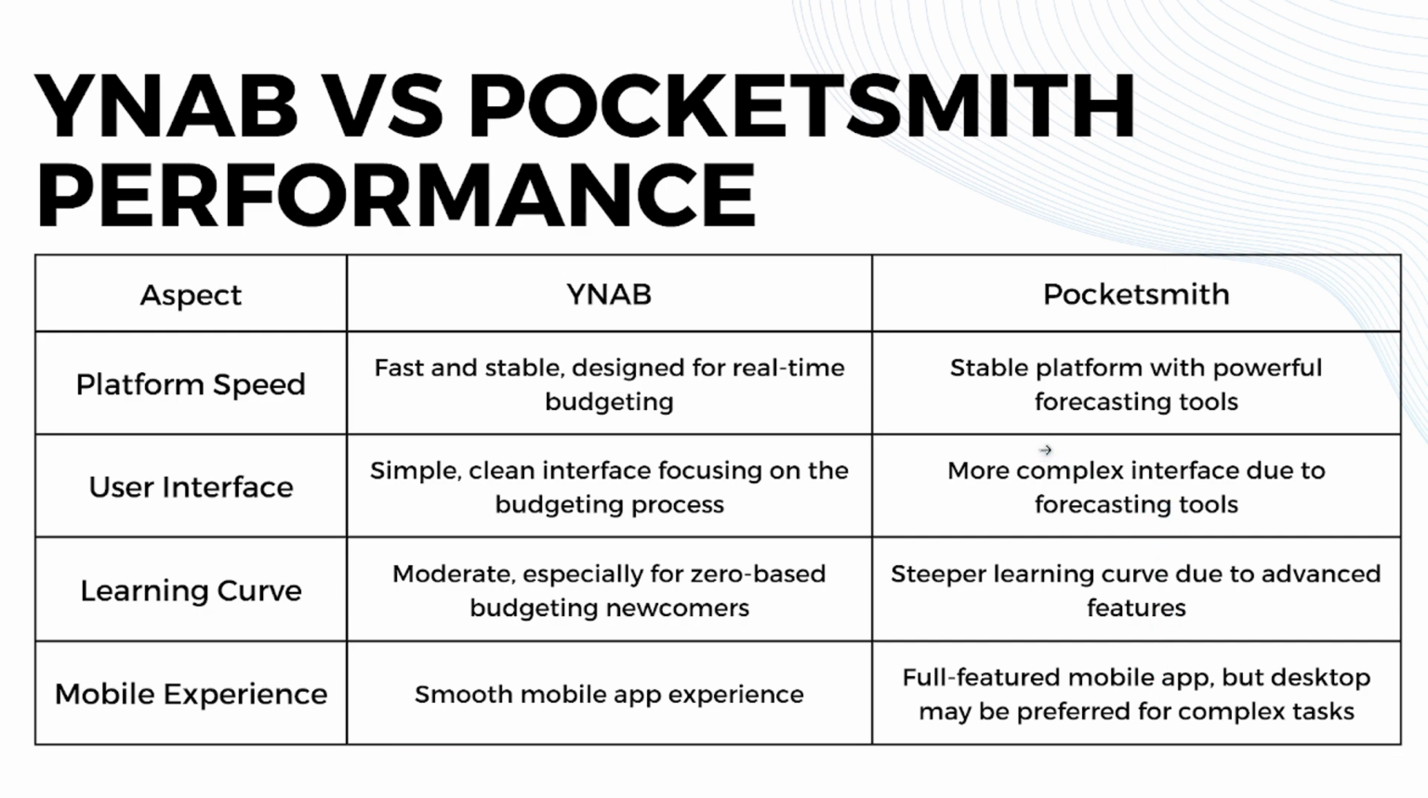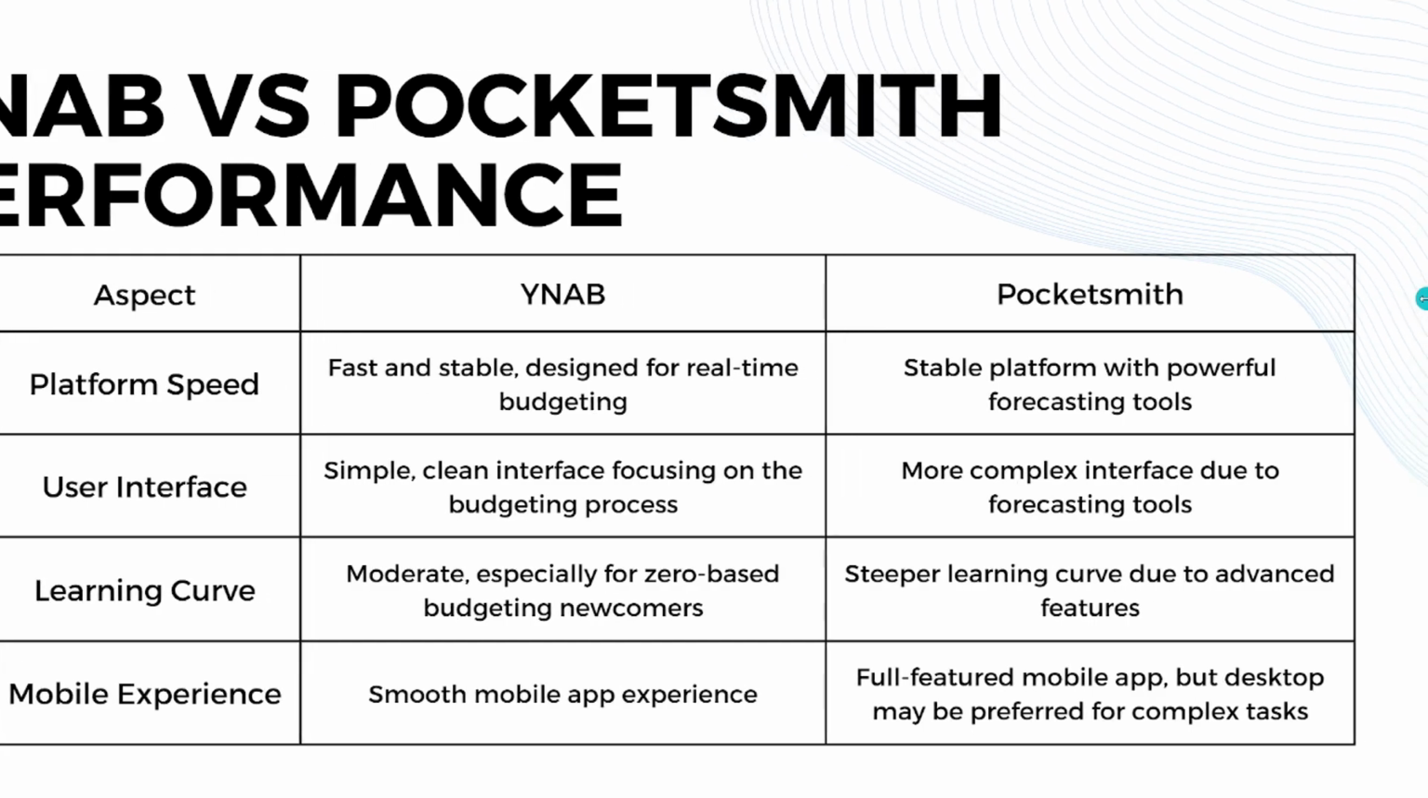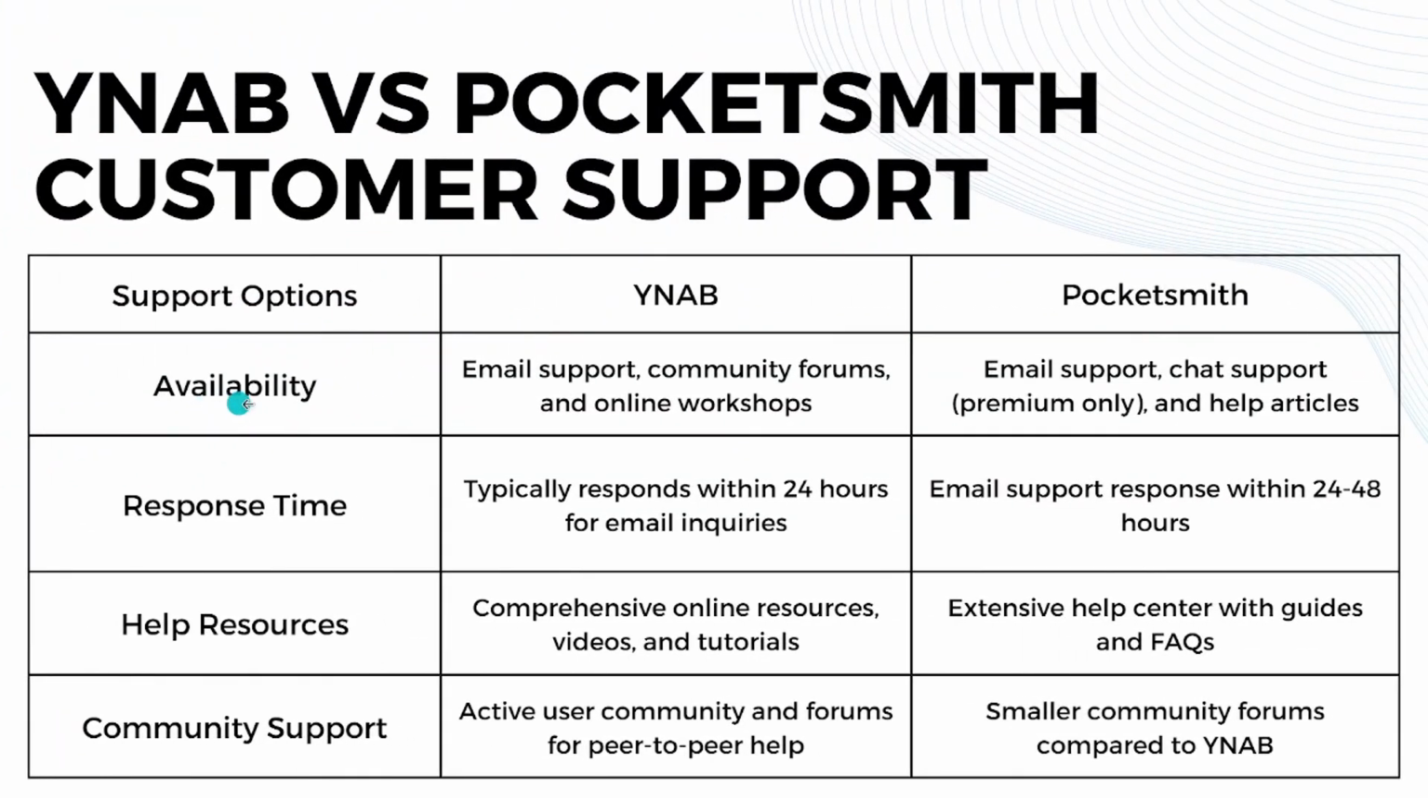So now let's go directly to customer support. When it comes to availability, YNAB offers email, community forums, and online workshops. Same thing with Pocketsmith, they have email support. Their chat support is on premium only, and they also have help articles. For response time, YNAB typically responds within 24 hours for email inquiries, but Pocketsmith's email support responds within 24 to 48 hours.